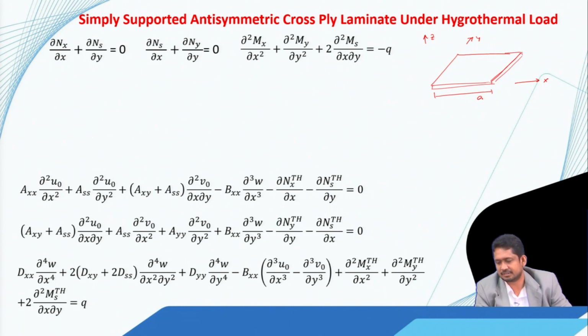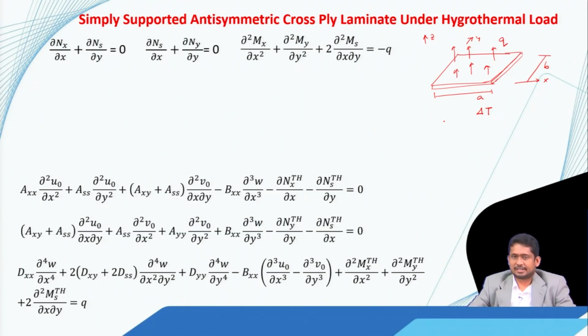This dimension is A and this dimension is B, and also there is distributed load Q in the transverse direction. So, that is one cause of deformation, and there is temperature change delta T, and that is another cause of deformation, and everything is static. The temperature rise does not change with time, it is fixed, and the load is also time independent.